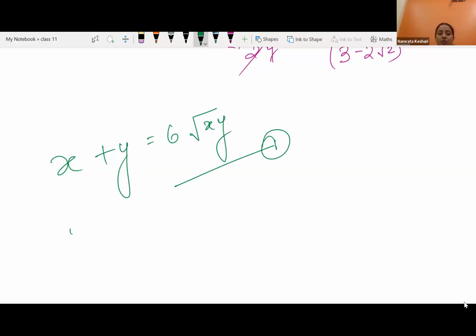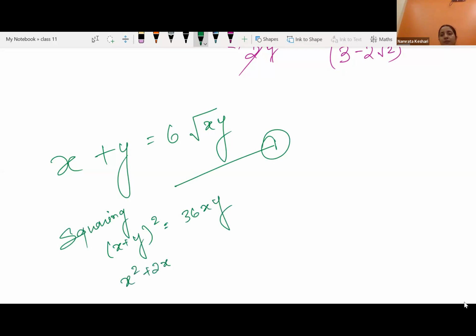So first we are squaring over here, which gives us x plus y whole square is equal to 36xy. That means x square plus 2xy. Just a moment.